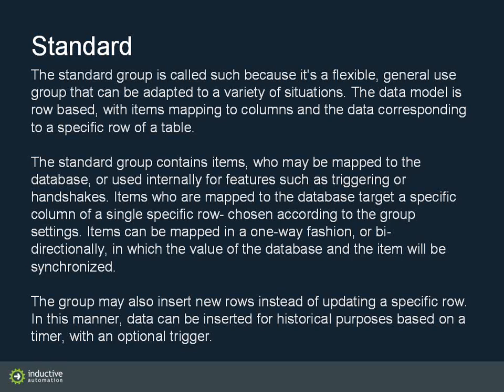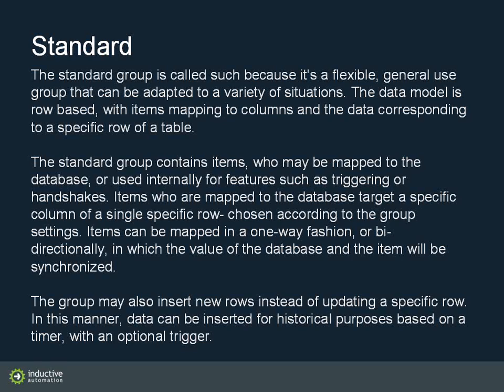The standard group contains items that may be mapped to the database or used internally for features such as triggering or handshakes. Items that are mapped to the database target a specific column of a single specific row, chosen according to the group settings. Items can be mapped in a one-way fashion or bidirectionally, in which the value of the database and the item will be synchronized. The group may also insert rows instead of updating a specific row.